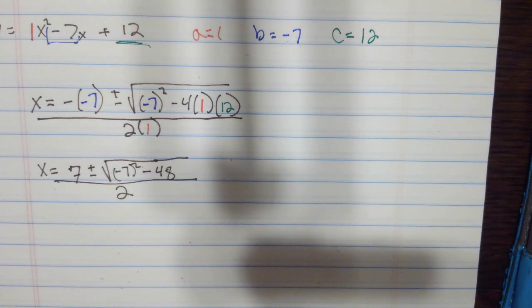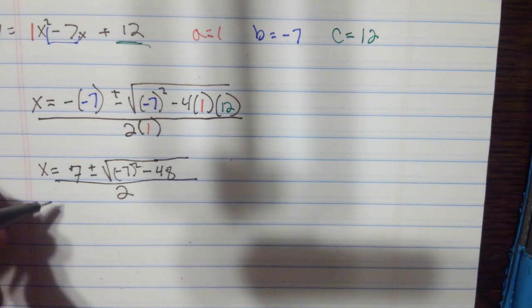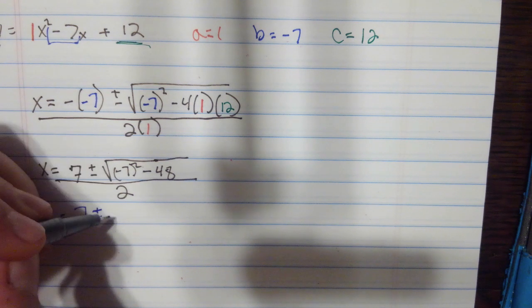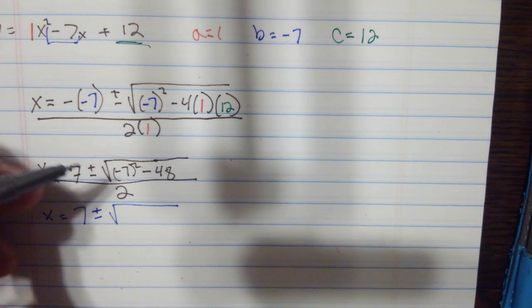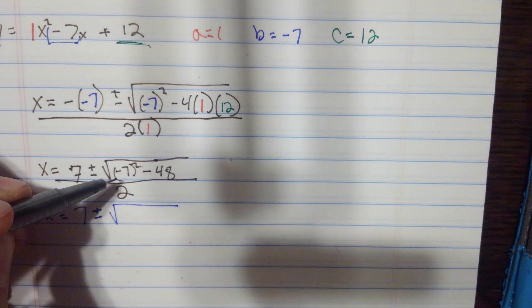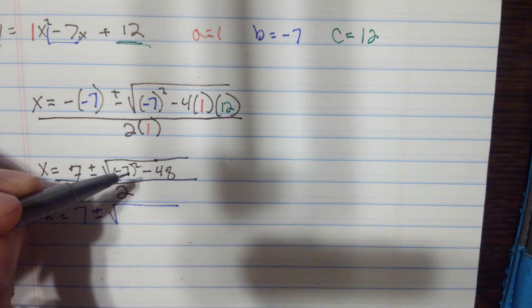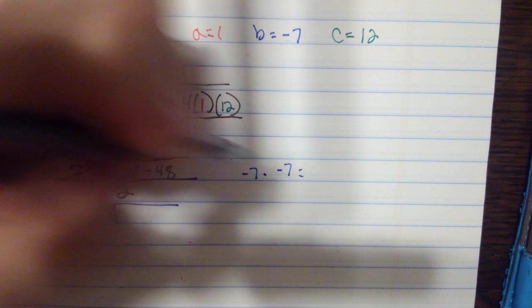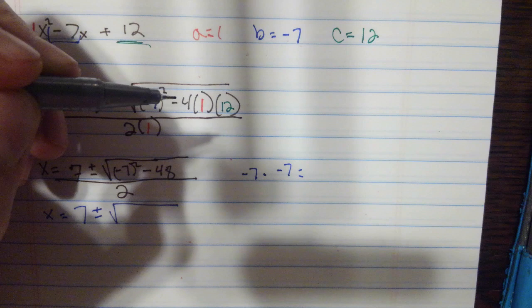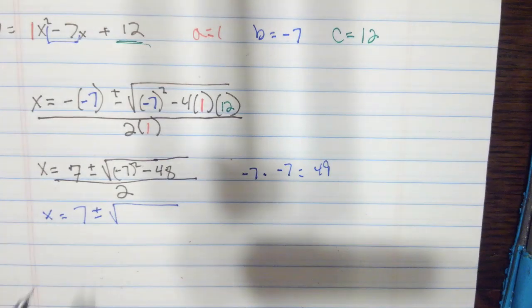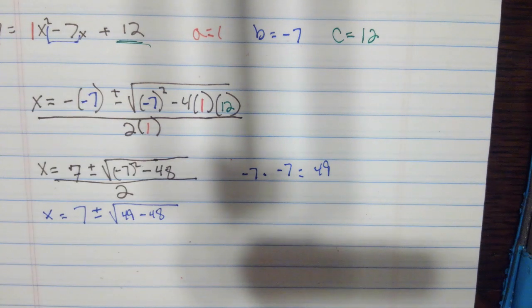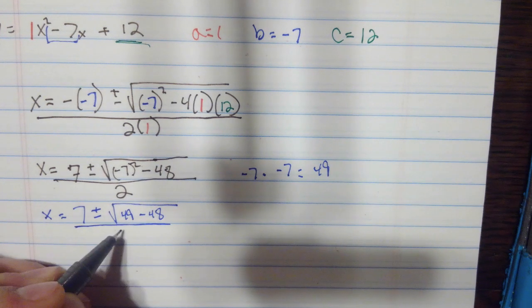All right, next step. So now I'm going to rewrite it again. X equals 7 plus or minus square root. So now I'm going to do this part. What is negative 7 squared? So negative 7 times negative 7. Well, 7 times 7 is 49. Negative times negative is a positive, so 49. Okay, so in here I end up with 49 minus 48, all over 2.